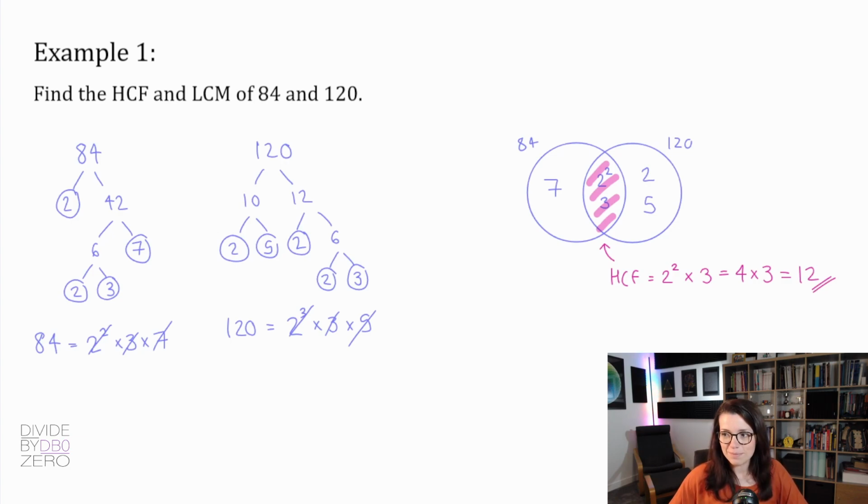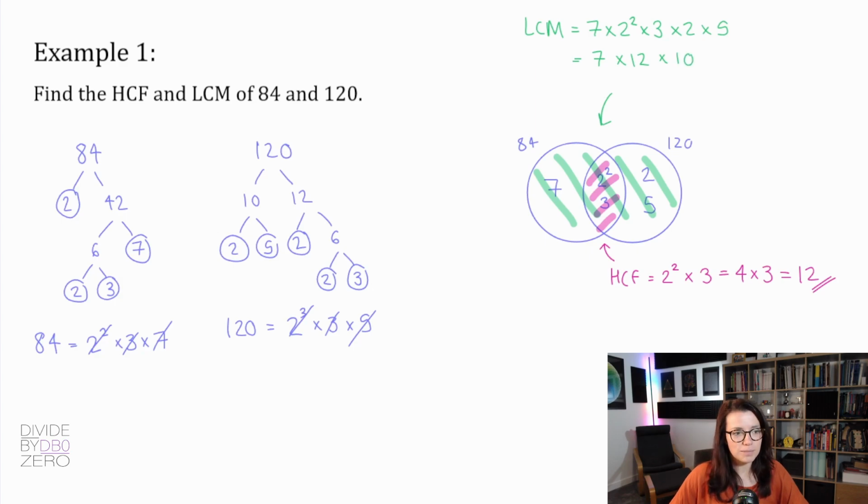Let's do LCM now. So we want to times all the numbers in the Venn diagram together. LCM is going to be 7 times 2 squared times 3 times 2 times 5. You can do the multiplications in any order you like. So I'm going to do 7 times 12, which takes care of the 2 squared times 3, times 10 for 2 times 5. This is the same as 7 times 120. And then if we work that one out on the side, 120 times 7 is 840. So the LCM is 840.